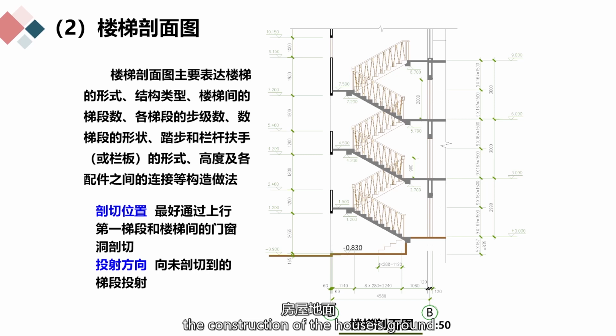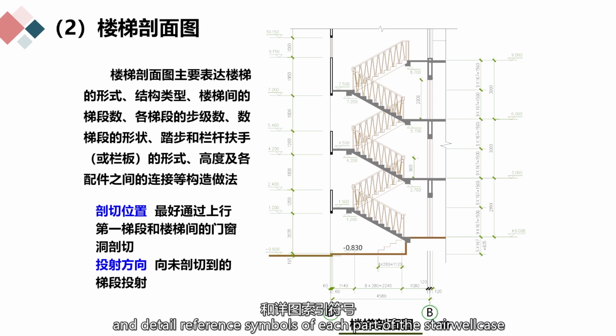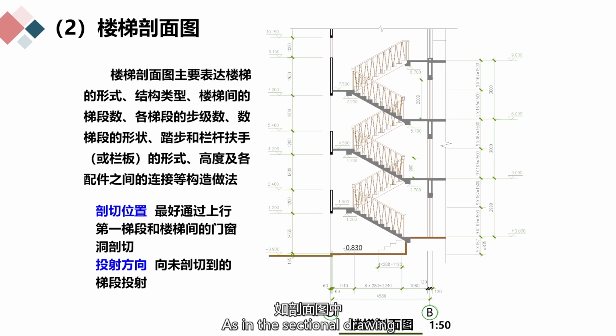The construction of the house's ground, floor, landing, handrails, and walls, as well as the elevations and detail reference symbols of each part of the stairwell case, are shown in the sectional drawing. The height of the ground floor flight of stairwells is 9 multiplied by 167, which is approximately equal to 1,500. When reading the stairwell sectional drawing, it should be compared with the stairwell plan, and attention should be paid to the position and projection direction of the cutting plane.